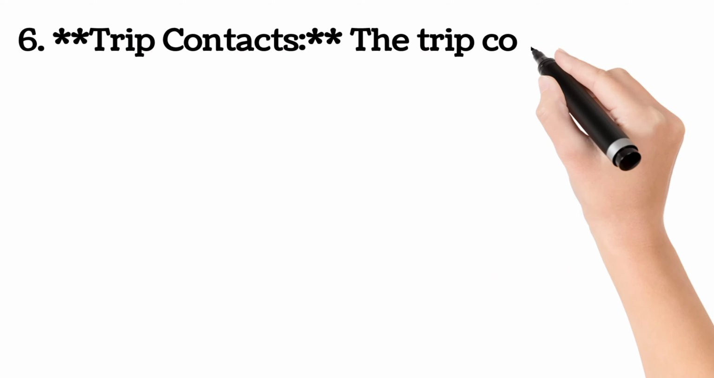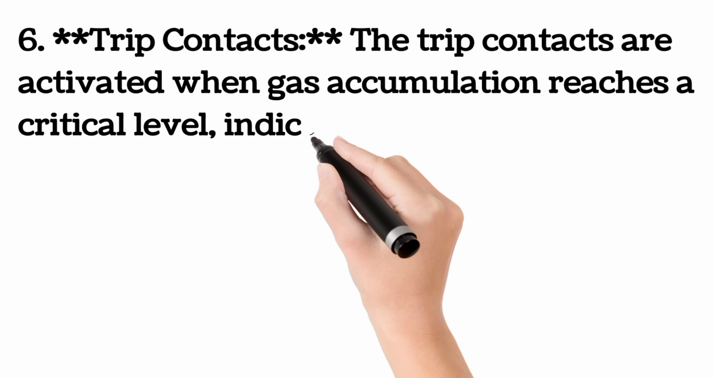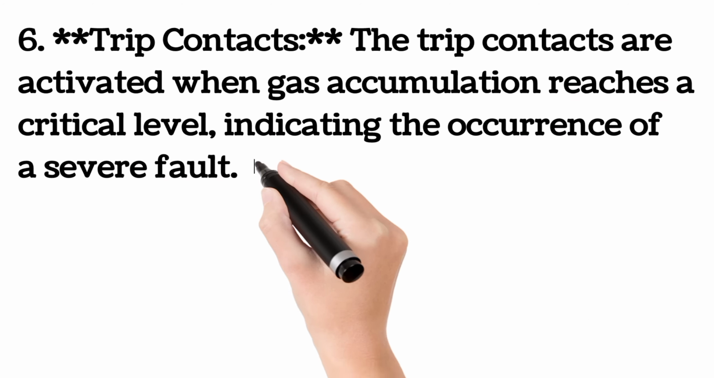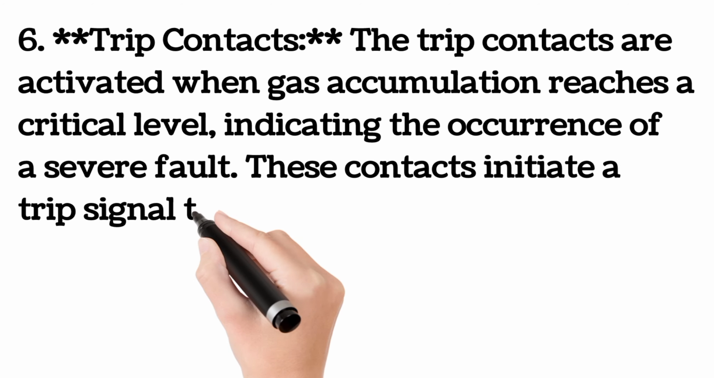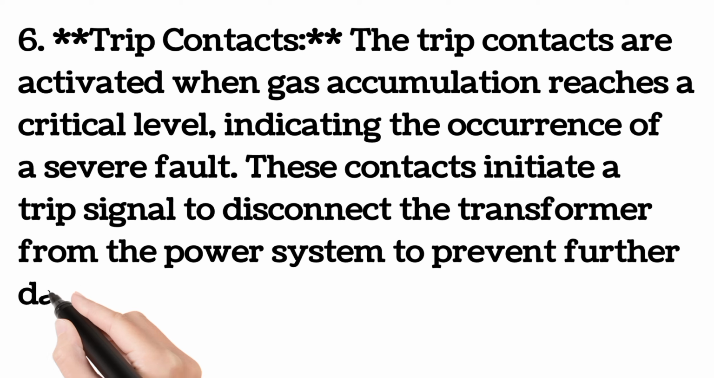6. Trip contacts. The trip contacts are activated when gas accumulation reaches a critical level, indicating the occurrence of a severe fault. These contacts initiate a trip signal to disconnect the transformer from the power system to prevent further damage.